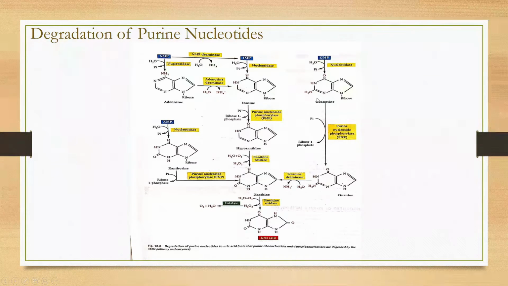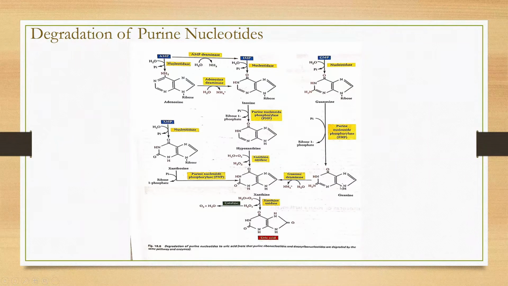Inosine and guanosine are cleaved by purine nucleoside phosphorylase, the PNP. Inosine becomes hypoxanthine, and guanosine becomes guanine, each releasing ribose 1 phosphate. Ribose 1 phosphate is isomerized to ribose 5 phosphate, which is utilized in the synthesis of PRPP. It should be noted that adenosine is not degraded by PNP, but it is converted to inosine and further metabolized.